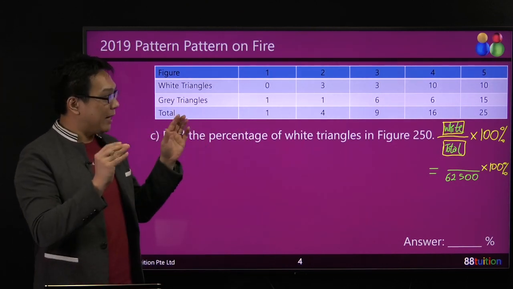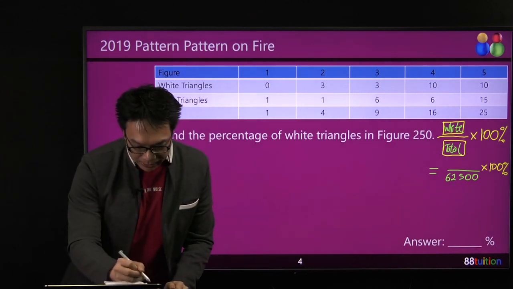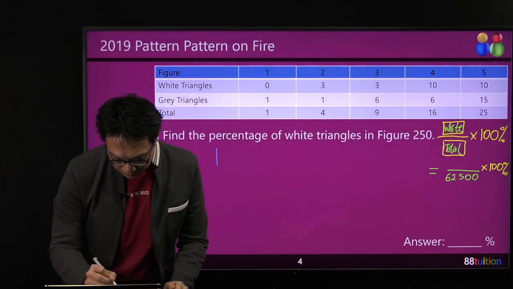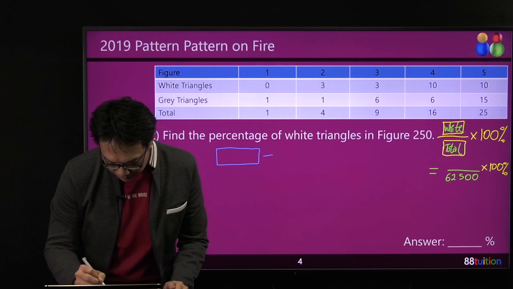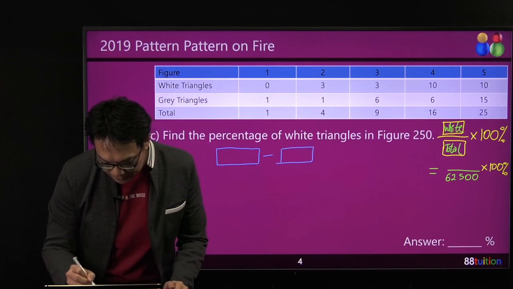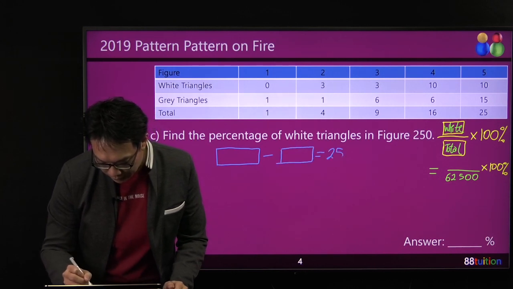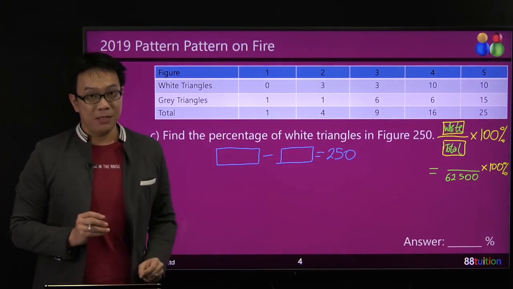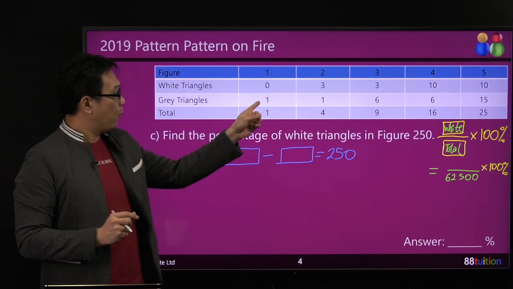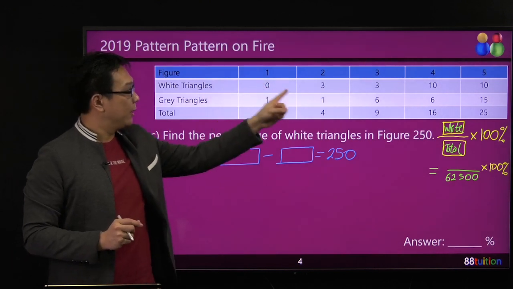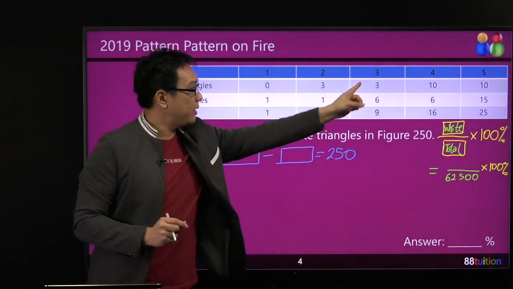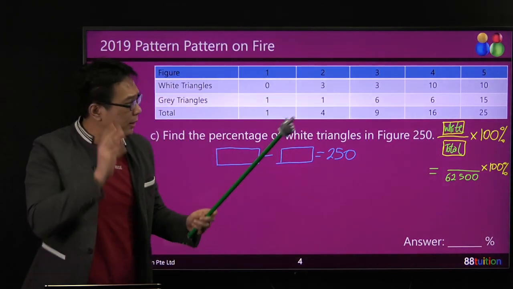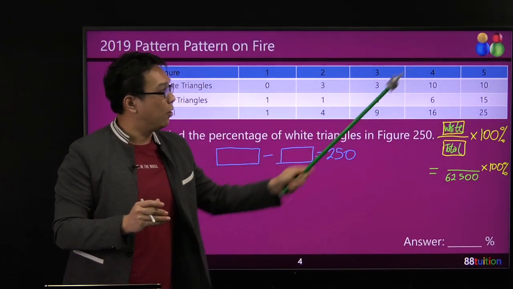So I need to find a number and a number here. Something minus something. These two numbers must give me a 250. Something minus something must give me 250. So it's like 1 minus 0 is 1, what? 3 minus 1 is 2, what? 6 minus 3 is 3. Can you see there's some alternation happening? 10 minus 6 is 4.